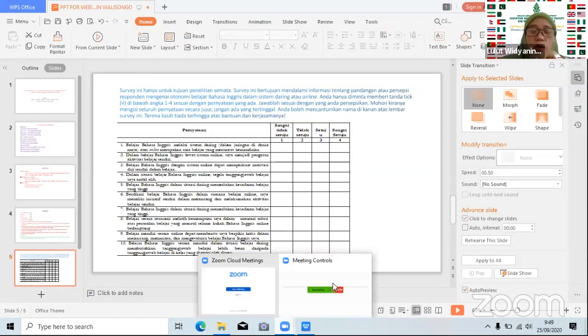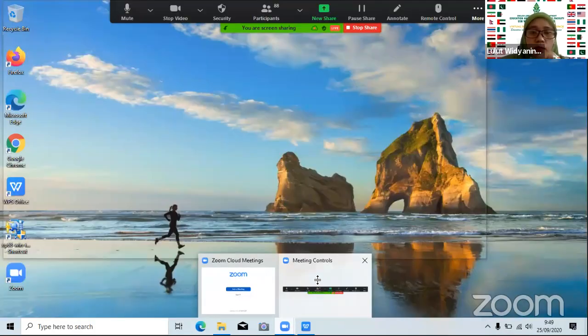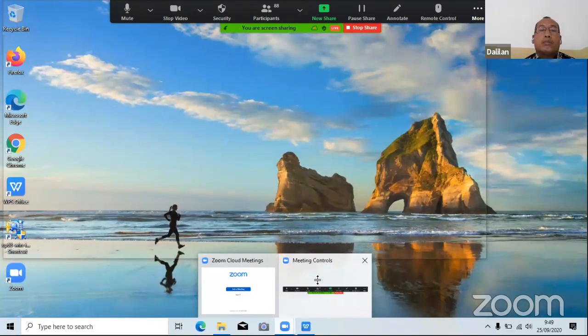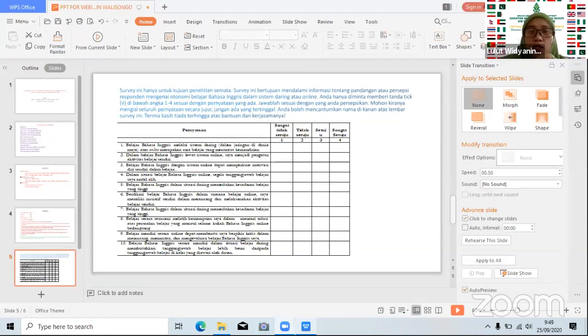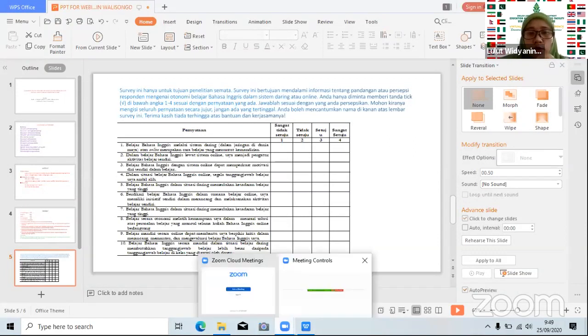So we still have one question from Pak Chris for Pak Dalilan. It seems that Pak Chris needs you to share examples of the learning autonomy you applied in the class, and how to measure the critical thinking skills.